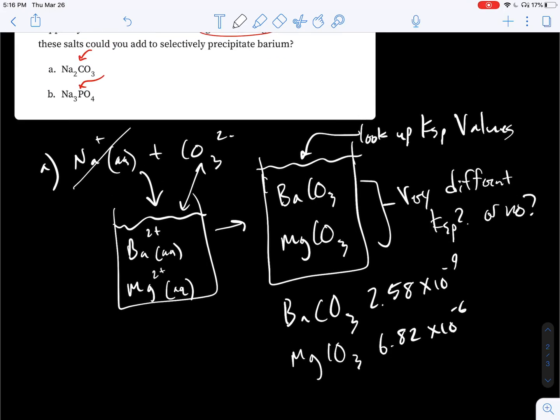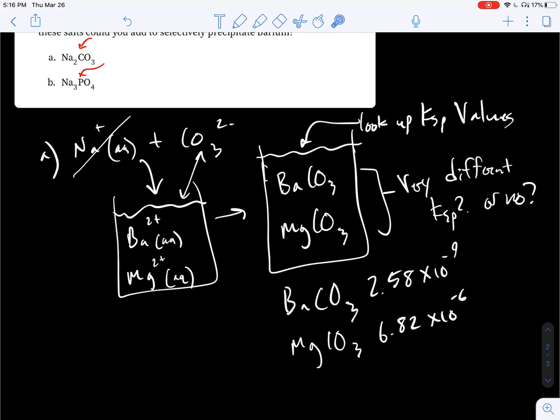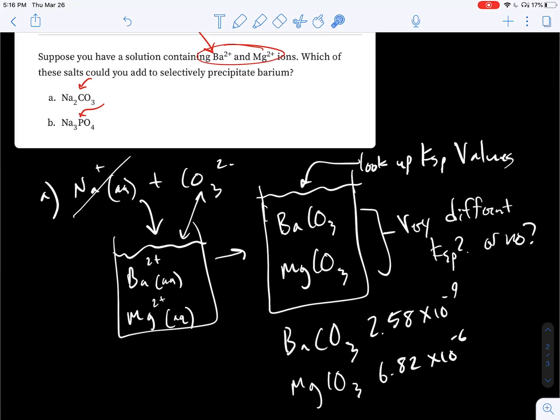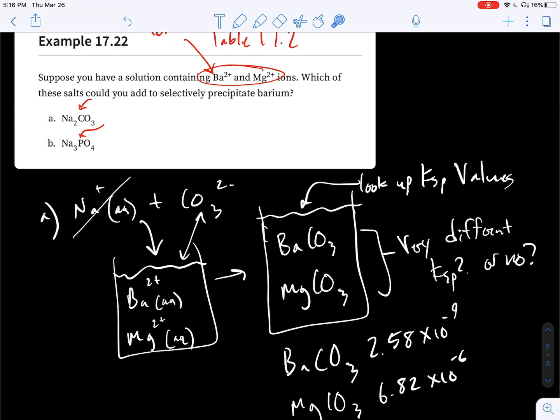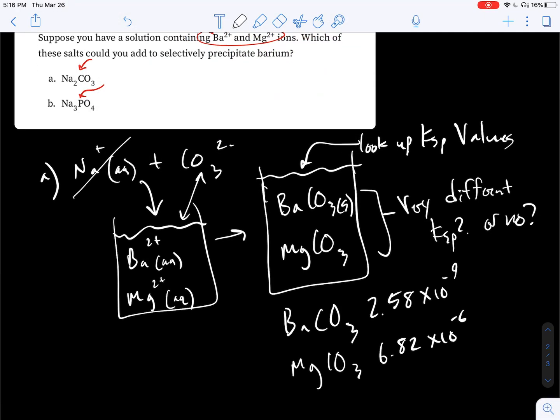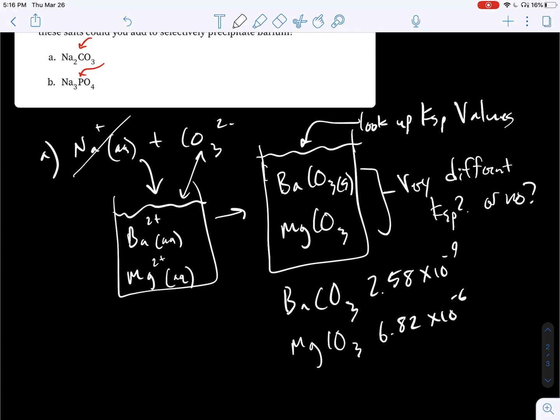So let's compare these. What this is saying is if I add carbonate ion to this solution, which is going to precipitate out more strongly or more selectively? Well, this one for sure, it's 3 orders of magnitude less soluble than magnesium carbonate. So this should work. I should be able to use a solution of sodium carbonate and selectively precipitate out the barium carbonate because of these really big differences. Really large difference in the KSP values. So it looks like that would work.